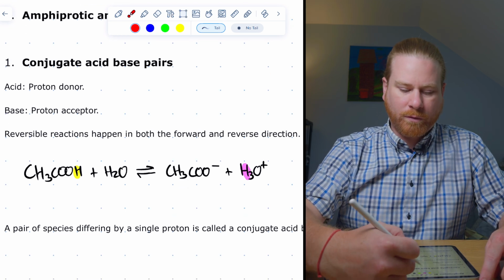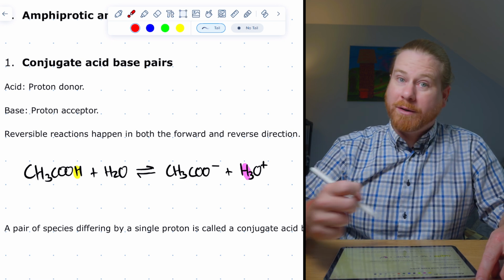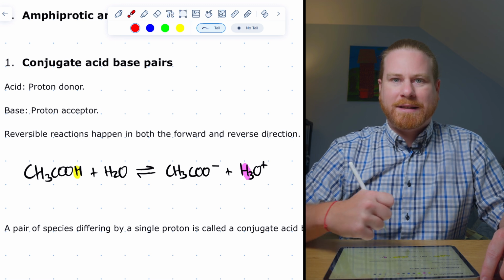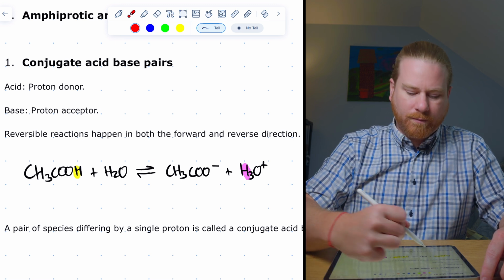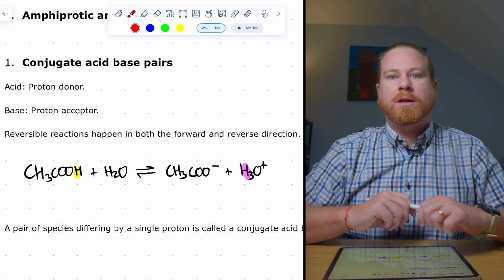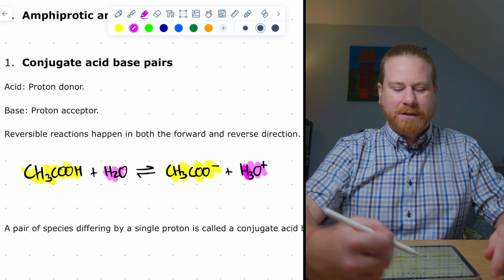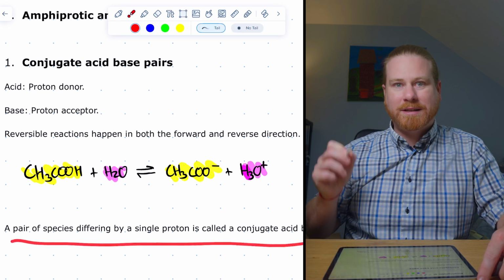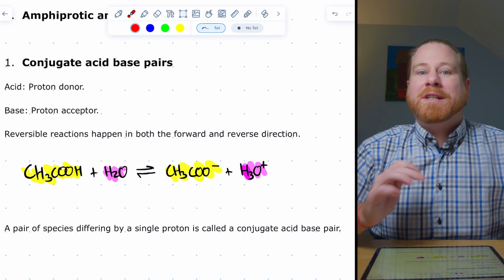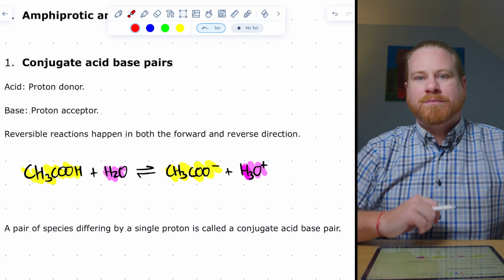So the ethanoic acid and ethanoate ion are paired together, as is the water and the hydronium ion. So the only difference between the pairs is a proton, a hydrogen ion. This is leading us to our definition: a pair of species differing by a single proton is called a conjugate acid-base pair.